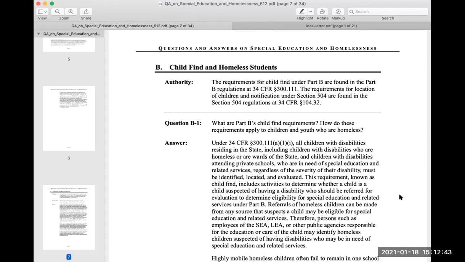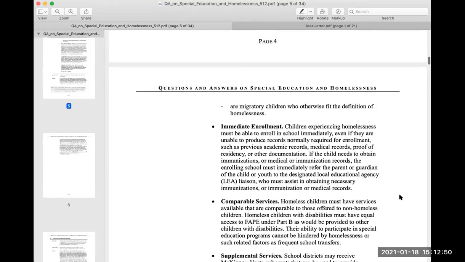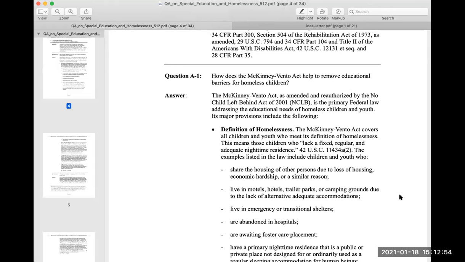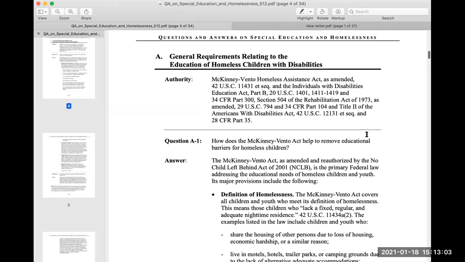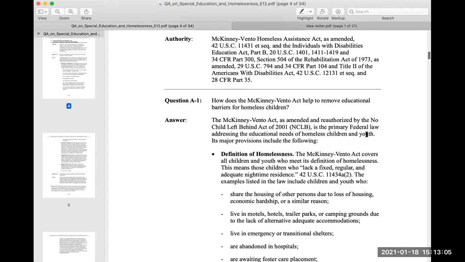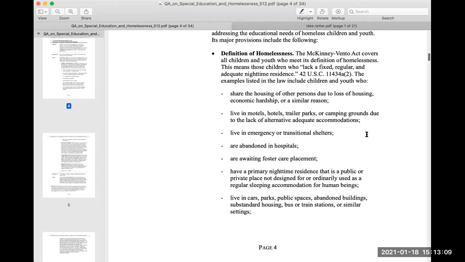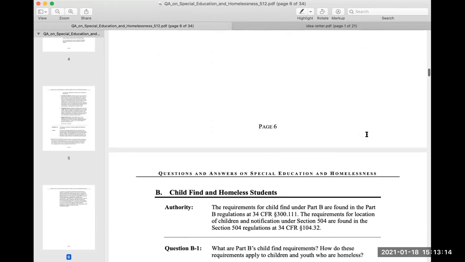Generally, students eligible for services under Part B also are covered by Section 504 and Title II. One way to meet the free appropriate public education requirements of Section 504 and Title II is by implementing an IEP developed in accordance with Part B of IDEA. 34 CFR 104.33(b)(2). Page 6. Questions and answers on special education and homelessness.